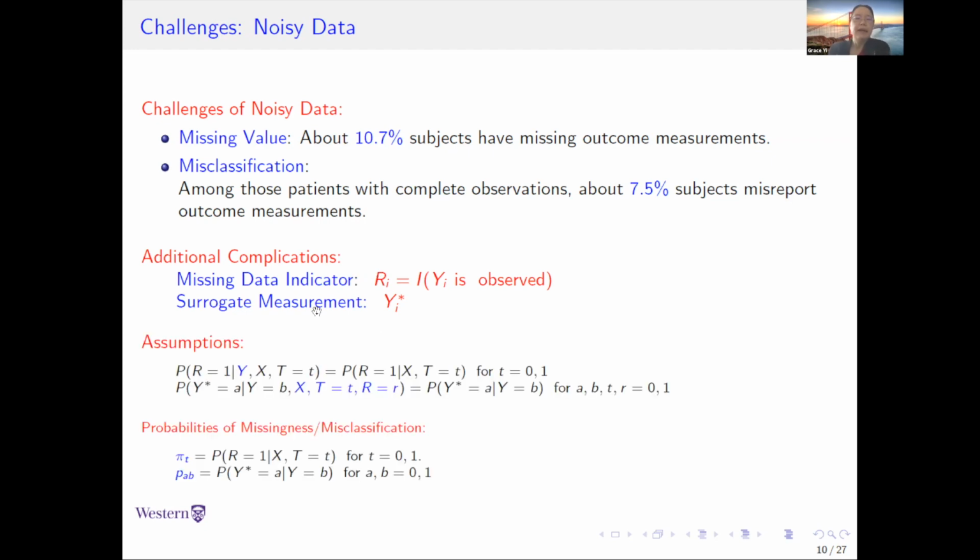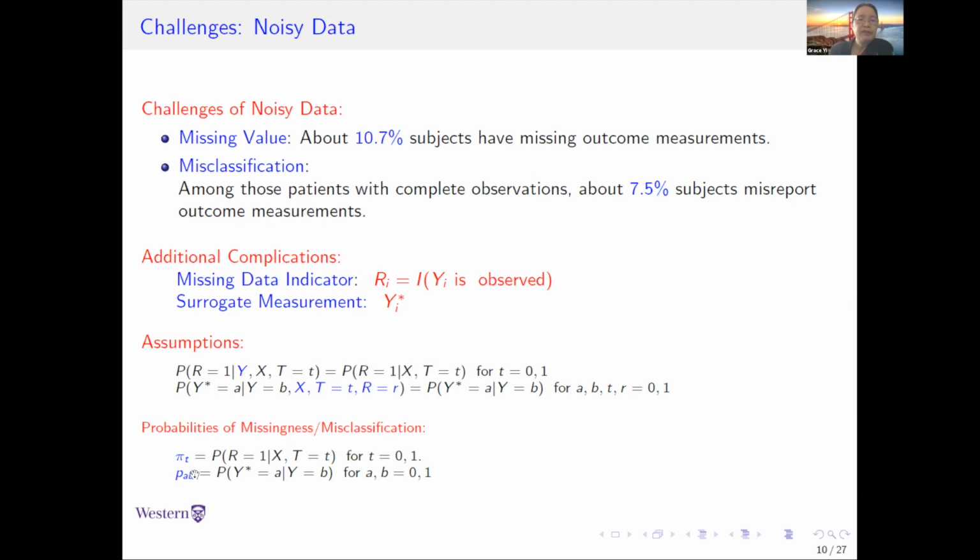In order to conduct the following development, we make some standard assumptions related to the missingness process and the measurement error process. The first assumption essentially says the missing indicator is driven only by the covariates and treatment information, and it is not related to the outcome. This is related to the missing at random mechanism. Regarding the misclassification process, we assume that if we can observe the true value Y, then the covariates, treatment, and missing data indicator are independent of the surrogate measurement Y star.